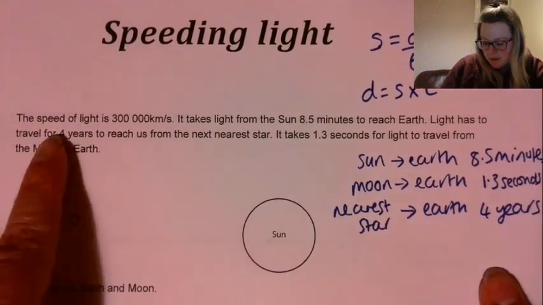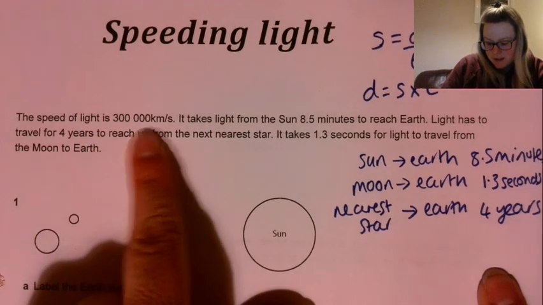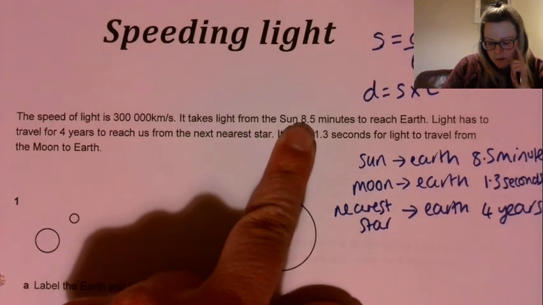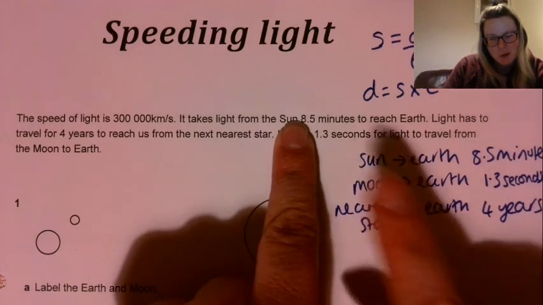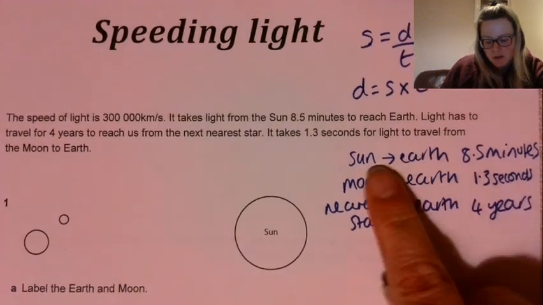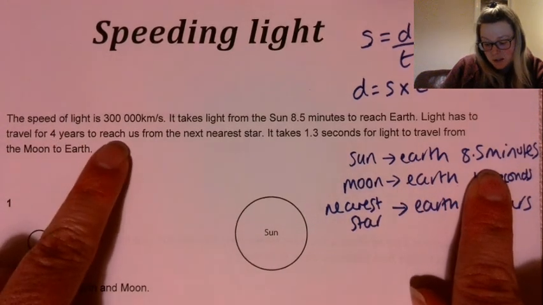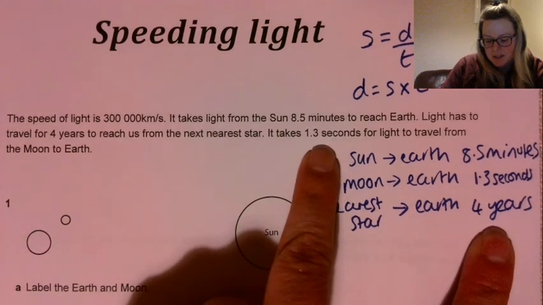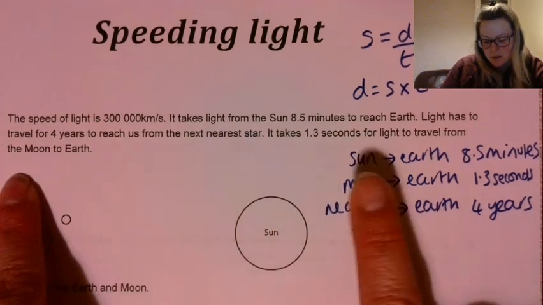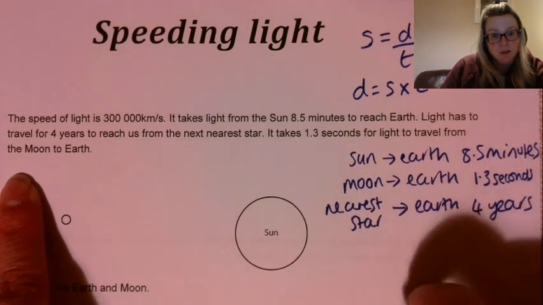The speed of light is 300,000 kilometers per second. It takes light from the sun 8.5 minutes to reach the earth. I've listed all these here because it can be quite hard to pick them out or pick the wrong one. So sun to the earth is 8.5 minutes. Light has to travel for 4 years to reach us from the nearest star. So nearest star to earth, 4 years. And 1.3 seconds for light to travel from the moon to the earth. So moon to earth, 1.3 seconds. I've just listed those to make it easier for myself to find those times.